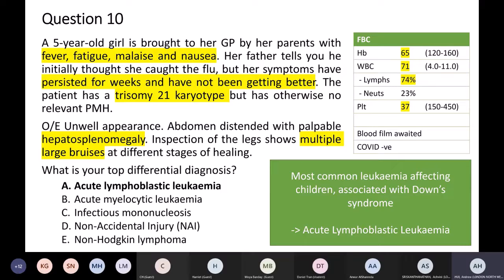Of course, ALL is the most common leukemia in children and is associated with Down syndrome as well as other genetic disorders as well, like NF1. It does result in potentially very high white blood cells or very low white blood cells. And then, of course, the low platelets gives us the multiple large bruising.